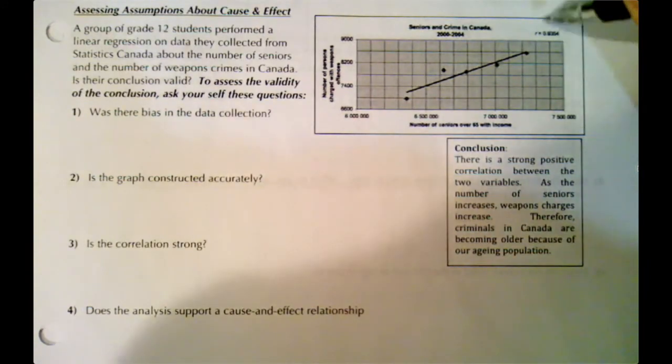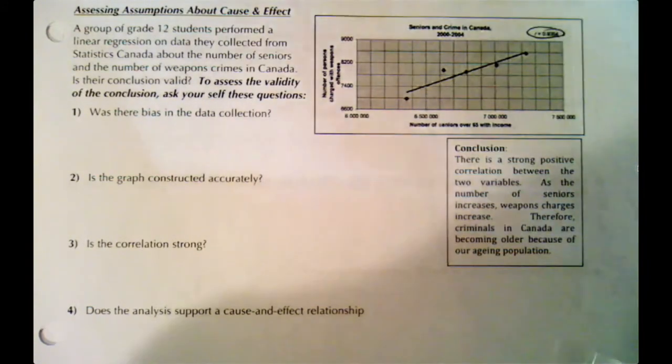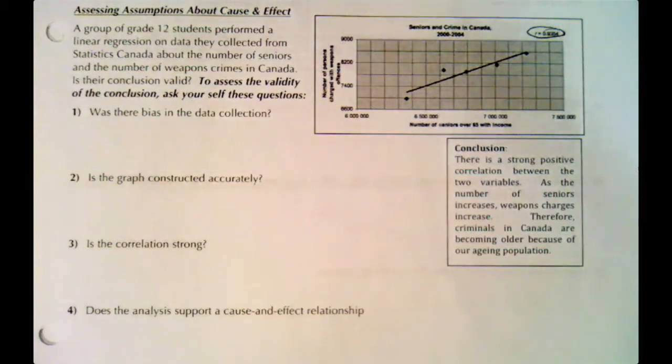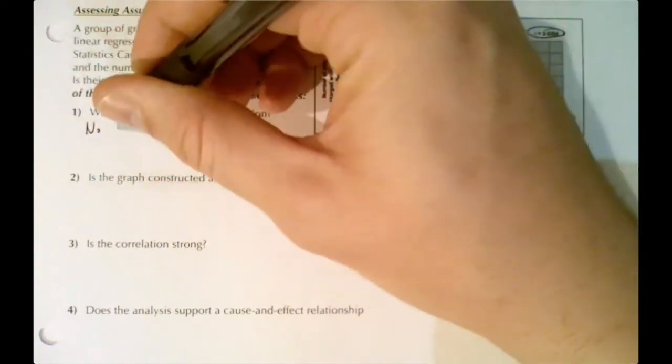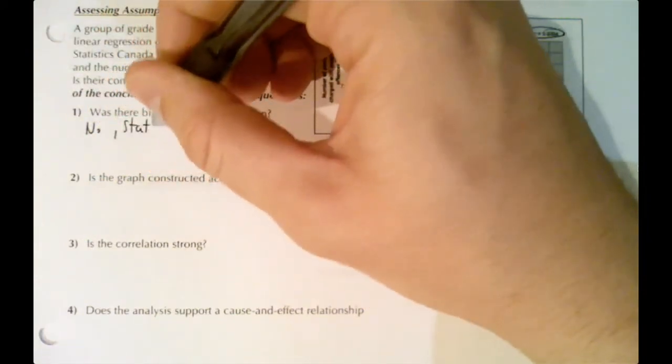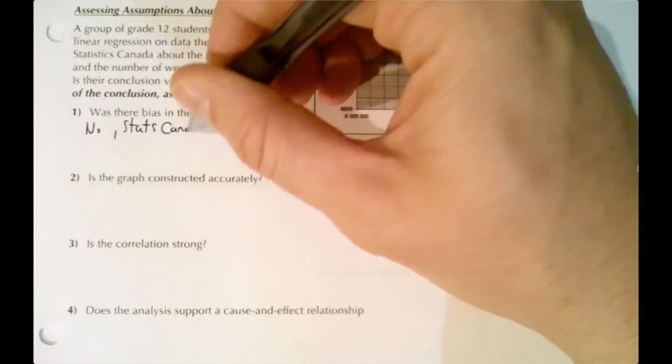Well, they are right. There is a strong positive correlation, as shown by that R squared value, which you found in previous units. But was there bias in the data collection? It says they collected data from Statistics Canada, so no. Stats Canada is reliable.